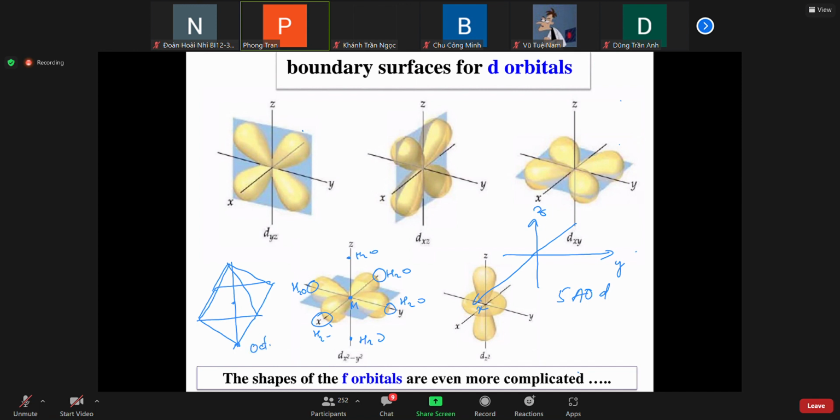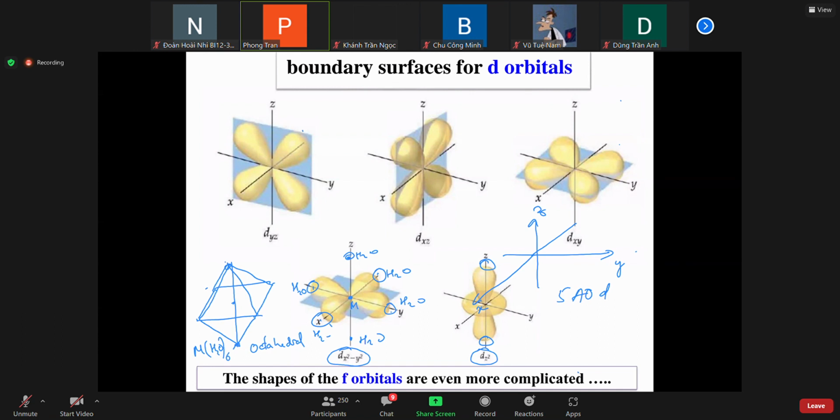Clone the octahedral. Let's say M is to 6: 1, 2, 3, 4, 5, 6. What will happen? You will see that the first water molecule here has a direct interaction with the d orbital dx² minus y². And the water molecule on the z axis has a direct interaction with the orbital dz².